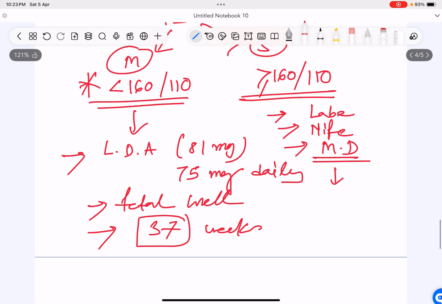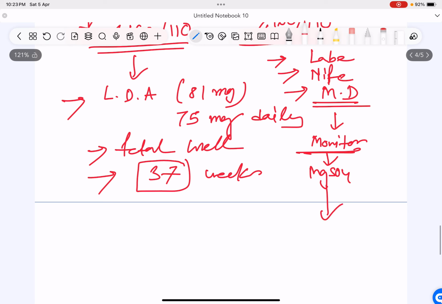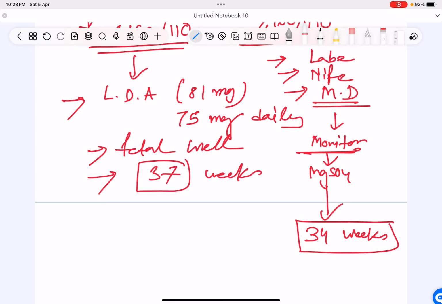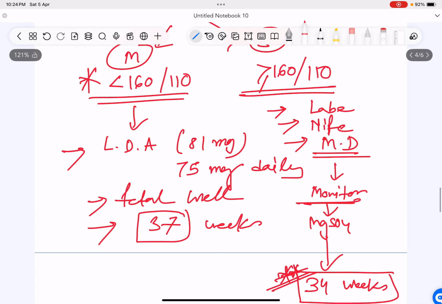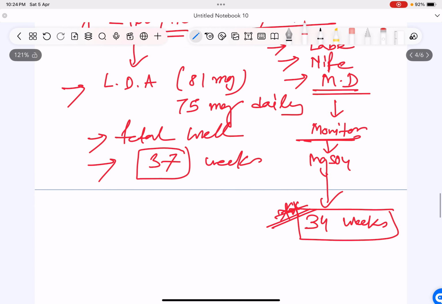And monitor if the patient progresses to become a preeclampsia patient or not. And you can give magnesium sulfate if there is a risk. And what is the time for delivery? 34 weeks. Deliver after 34 weeks. If there is no fetal distress, go with 34 weeks. If the patient has a high blood pressure, deliver at 34 weeks. After this, it is fine.